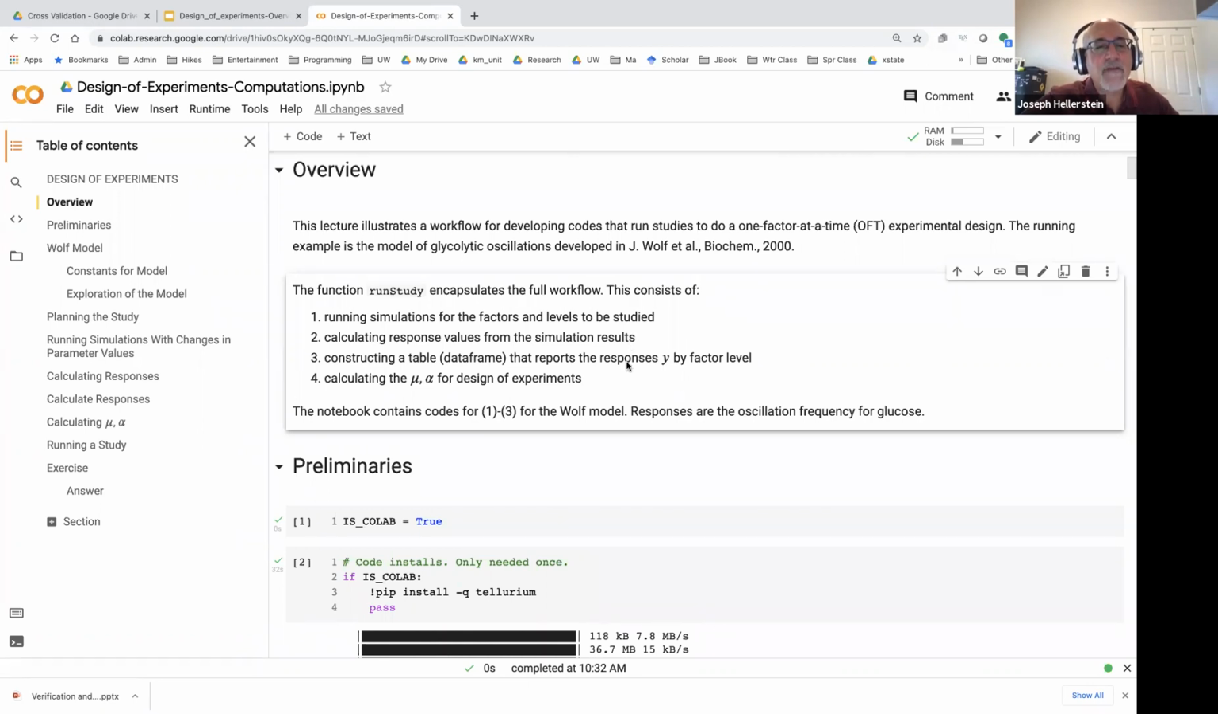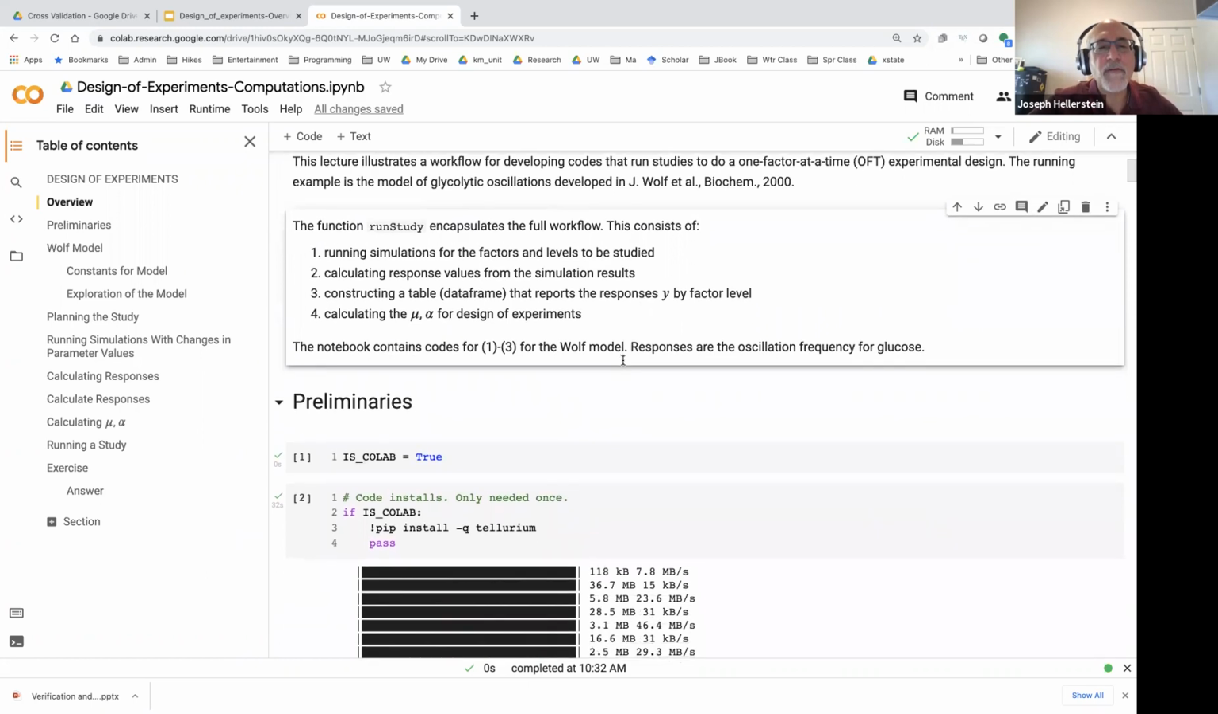After you've done that, now you have this capability. Now you want to actually run the experiment and construct a table of responses, the y's, at each of the factor levels. So I've got a loop that varies the levels of all the factors, runs the simulation, computes the responses, and then constructs a table that shows all of them. Now I've got a table of responses, these y's. From this, I want to calculate the alphas, betas, gammas, whatever level of interaction I'm doing. So that's the game plan overall.